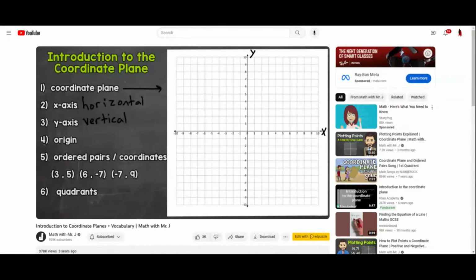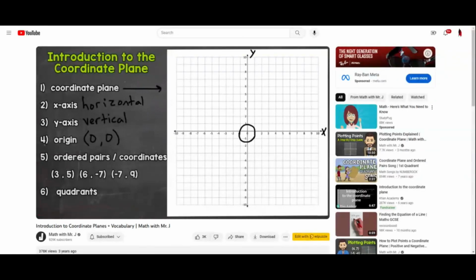Now number 4, we have the origin. And the origin is where everything starts on our coordinate plane when we plot points. We always start at 0, 0 and go from there. So I'm going to put a circle around the origin here, 0, 0. So when we plot points, we always start there at the center and then go side to side and then upward or down. And we're going to go through a few examples of those next.